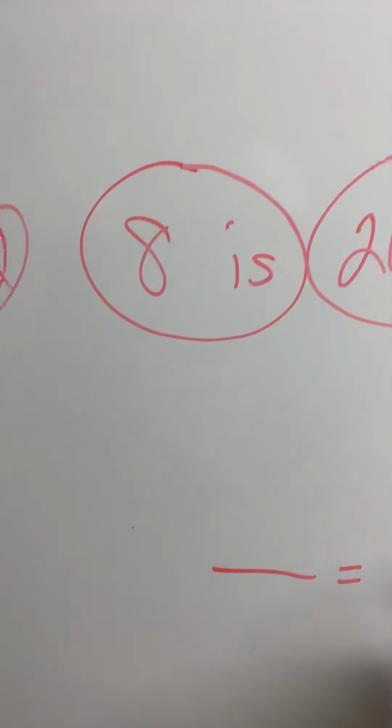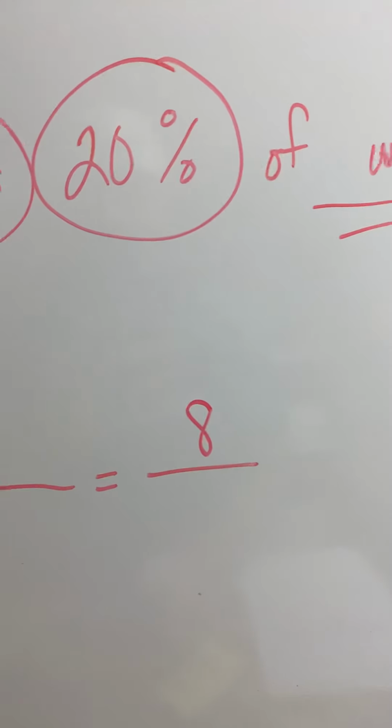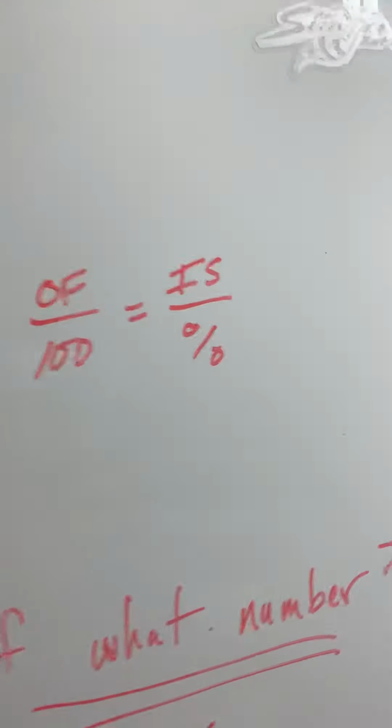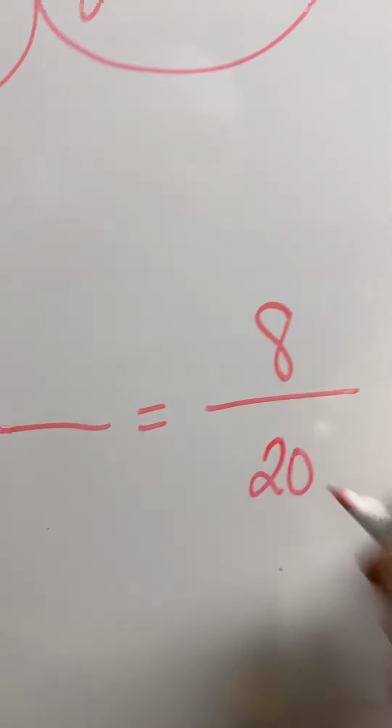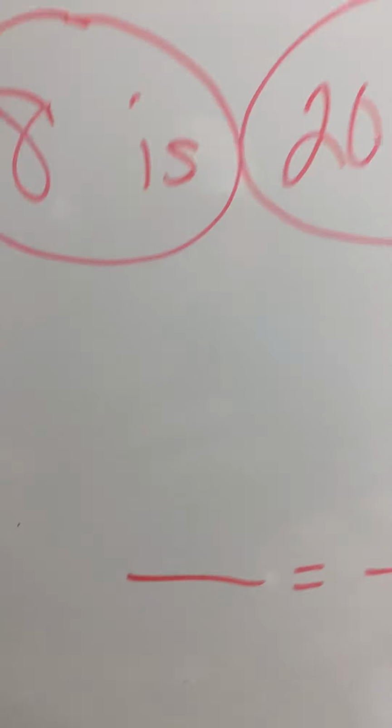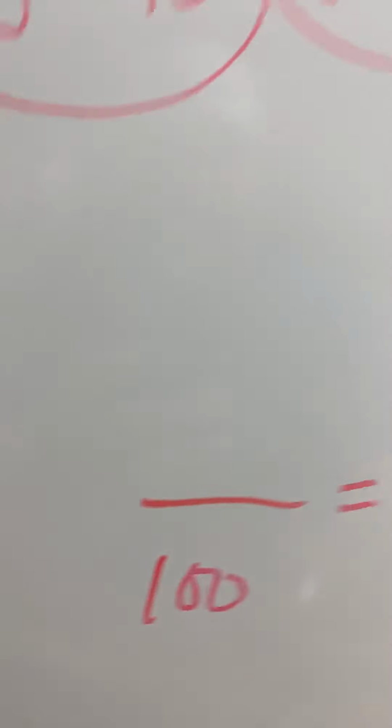Fill in what you know. Is on the top right. Is in our problem is 8. So I put the 8 where the is goes. Next, 20%. The percent is on the bottom. So my 20 goes on the bottom. What is always in the problem? The 100. So I fill in my 100.